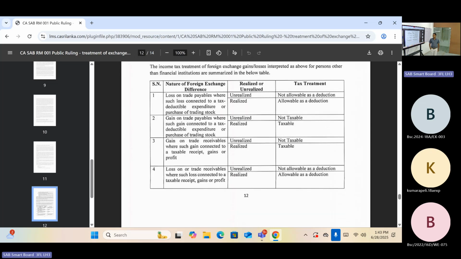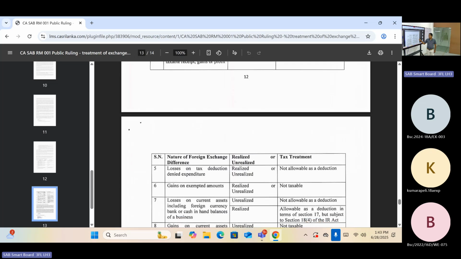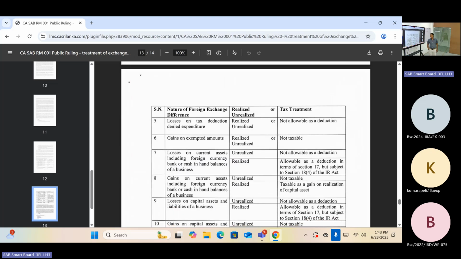Income, trade receivable, income and the receipt, that is also the same. Unrealized, we are not considering. Realized, we are considering. And loss on tax deducted benign expenditure, that means disallowable expenditure, realized or unrealized, we are not considering, because that entire amount is ignored. So gain on exempted items, realized or unrealized, that is also not taxable.